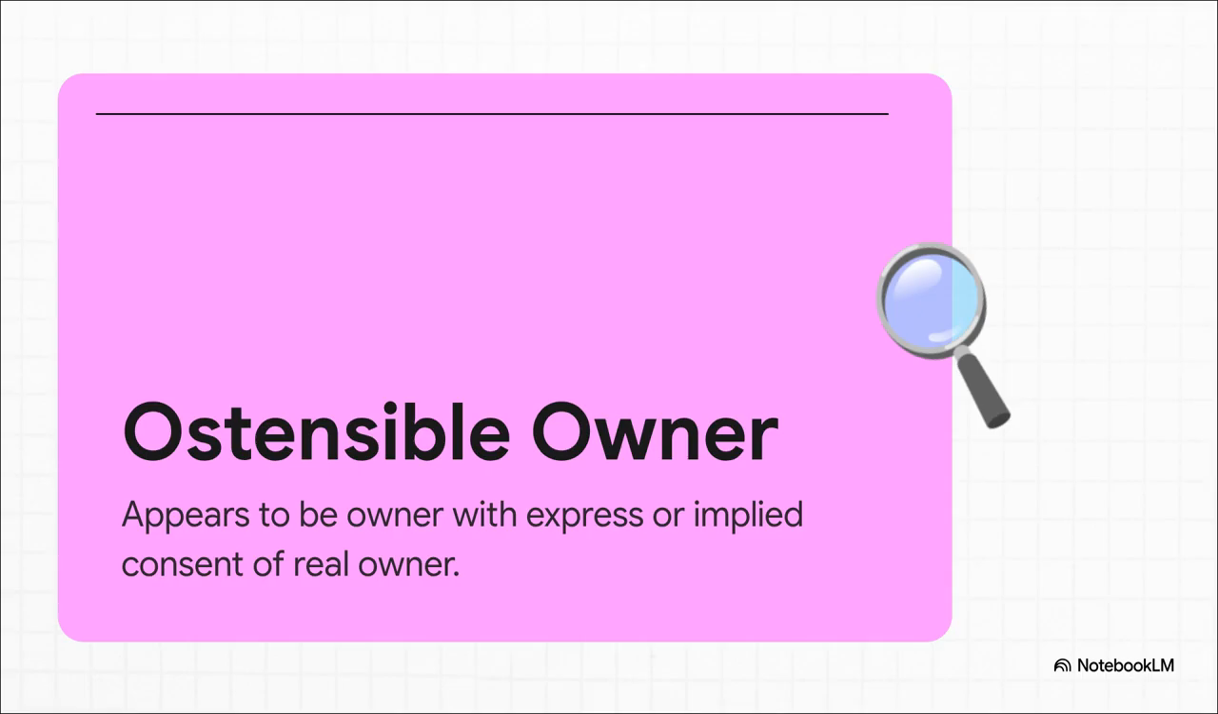Let's deliberately dissect this, shall we? The absolutely vital difference between a real owner and an ostensible one is that the latter only holds the express or implied consent of the true owner to project an appearance of ownership to the outside world. They hold the facade badge, not the true title.